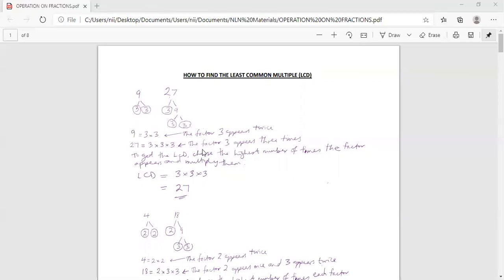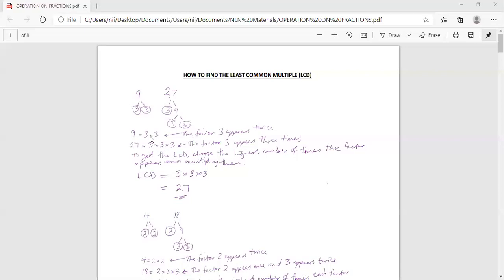That's 27. So if 9 and 27 appear in the denominators of fractions that you're adding or subtracting, you need to find the LCD, right? The least common denominator, right? So what would be the least common denominator for 9 and 27, when you have this in the denominator? Okay, so let's see how to approach that now.